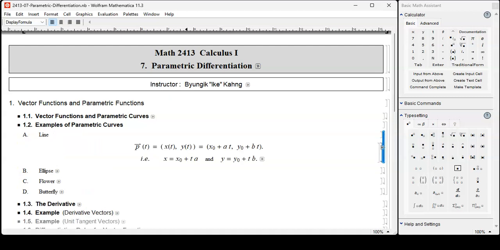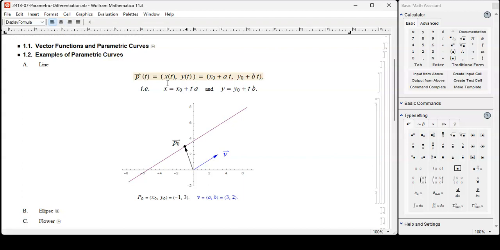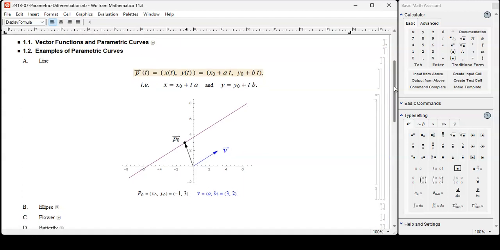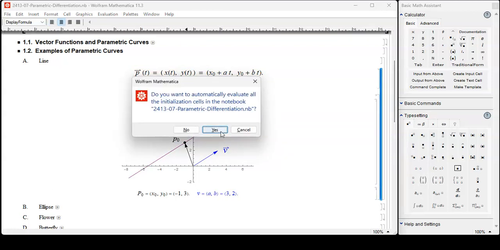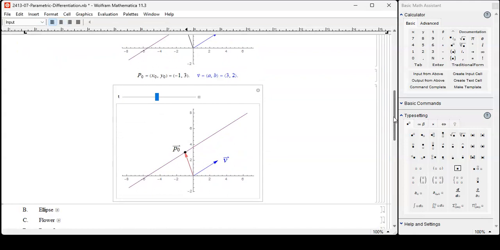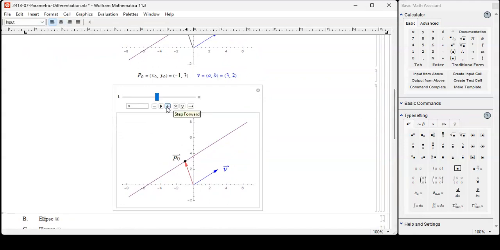Here's a simple case. P of t is x of t comma y of t, and x of t is a linear function, x0 plus at, and y of t is also linear, y0 plus bt. Both are linear, and then it ends up creating a line like this, highlighted in purple. I'm not surprised because both x and y coordinates are linear, so it must be a line. Let's check. Indeed, this is what we are getting.